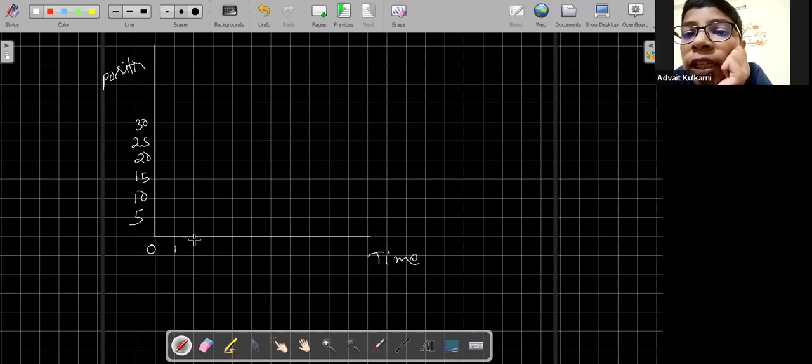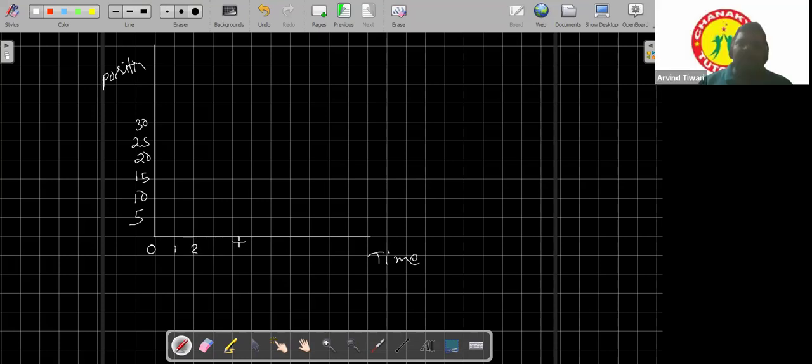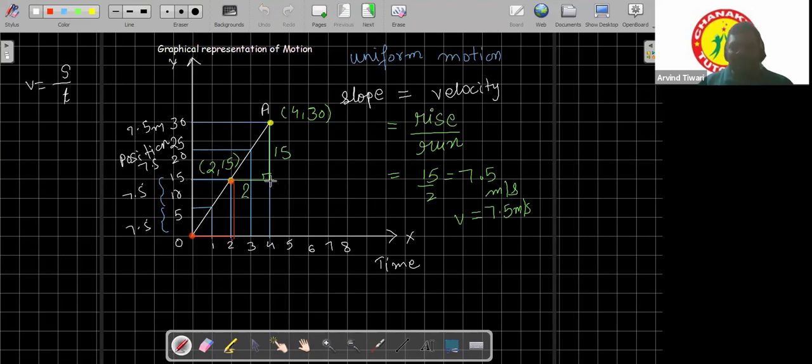Yeah, Advait, what is your doubt? Sir, what is run here? Run means how much you are moving through the x-axis. Run simply means here you run through the x-axis. So during this portion, how much is the increase in the height of the graph? That is the rise.